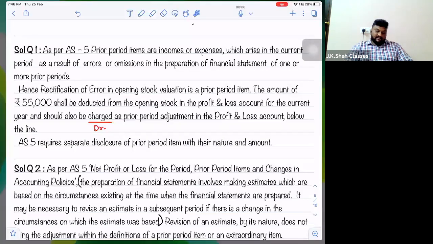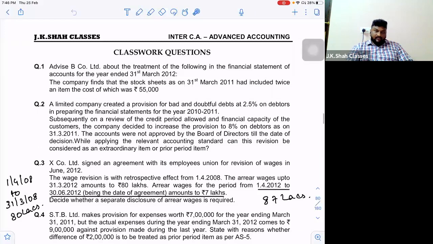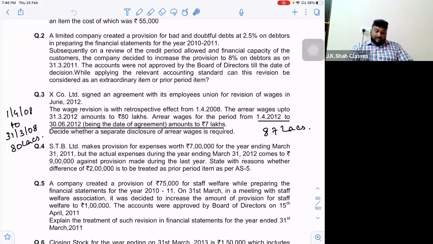What it says: a limited company created a provision for bad and doubtful debts. Now, creating a provision means estimations. So you have done an accounting estimate with respect to provision for bad and doubtful debts at 2.5% on debtors in preparing the financial statements for the year 10-11. Actually this should not be 10-11, to be more correct.